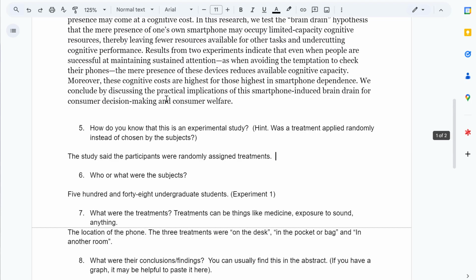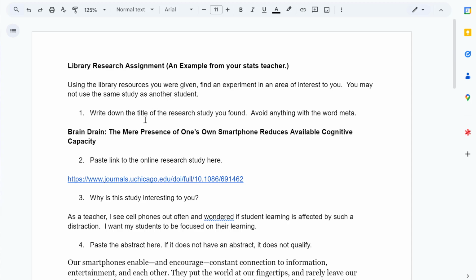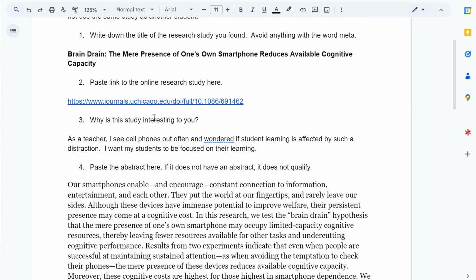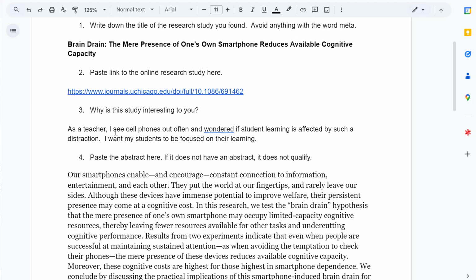There are only 8 questions on your assignment. 1, the name of the study, a link to the study so I can look it up myself. Why the study is interesting to you. I think this is actually one of the more interesting parts to me, because you guys are going to find all sorts of cool things.